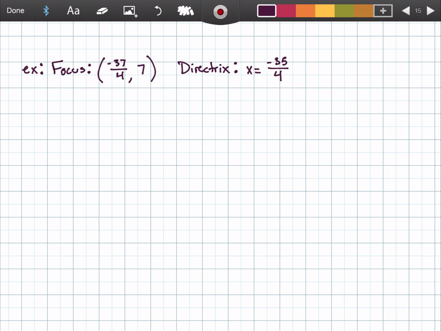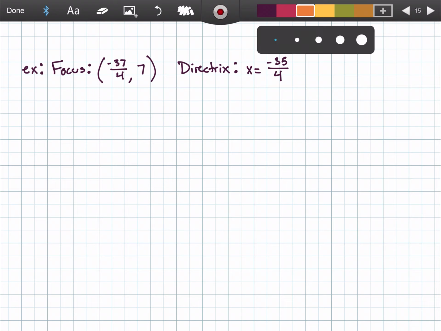Okay. Here's what we know. Well, we could draw it out and convert those to decimals, for heaven's sakes. Ain't nobody got time for fractions. Okay, I'm going to pull out my calculator. 37 divided by 4. So this gets me a negative 9.25. And 35 divided by 4 gives me an 8.75.